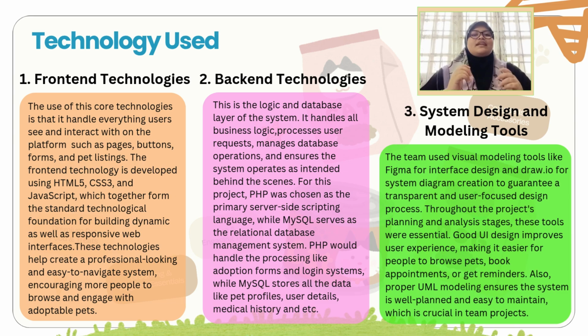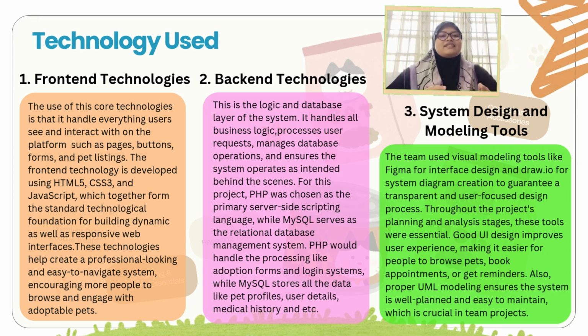Next is the system design and modeling tools. The team used visual modeling tools like Figma for interface design and Draw.io for system diagram creation to guarantee a transparent and user-focused design process. Throughout the project planning and analysis stages, these tools were essential. Good UI design improved user experience, making it easier for people to browse pets, book appointments, or get reminders. Also, proper UML modeling ensures the system is well planned and easy to maintain, which is crucial in team projects.